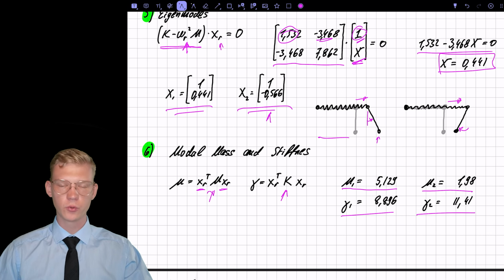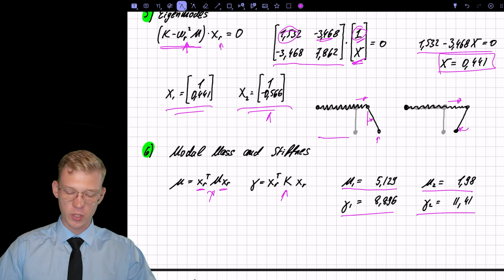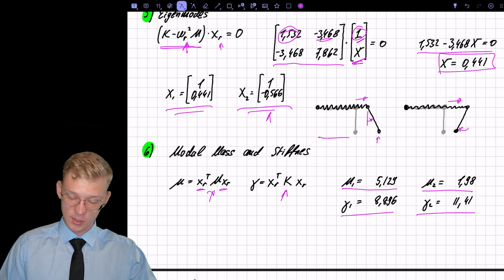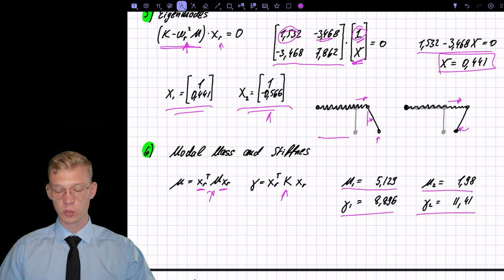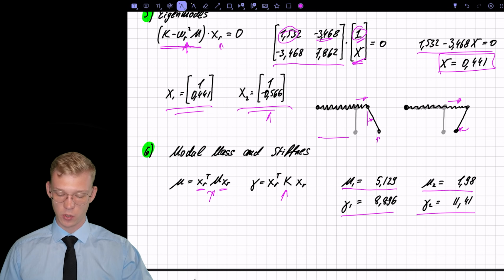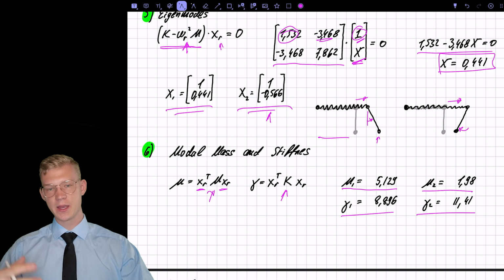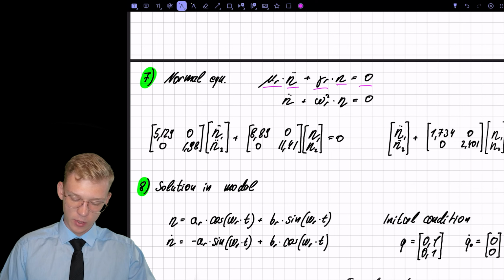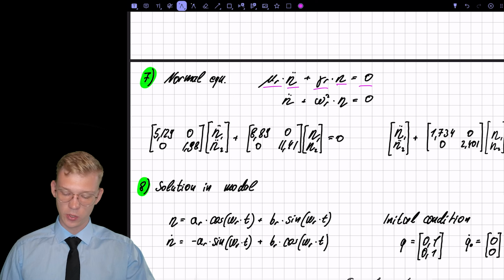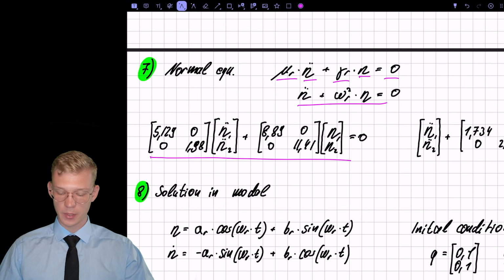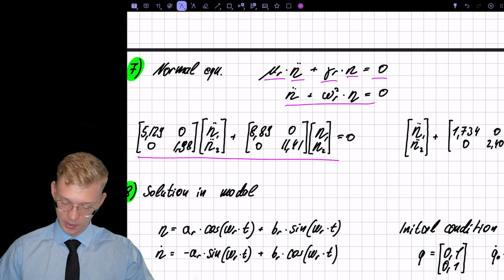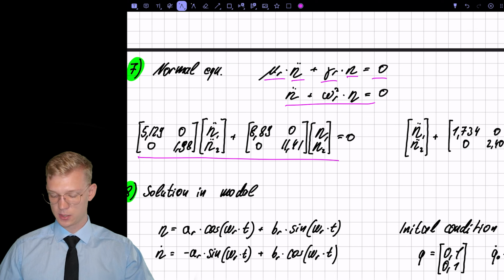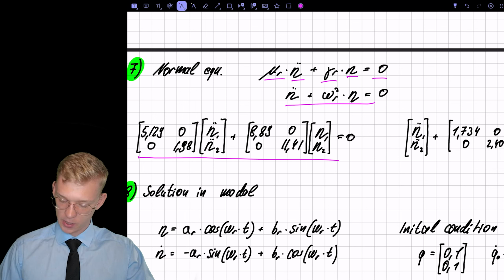The next thing we have to do is find the normal equations. And we know the form of the normal equations. So we have the modal mass times eta double dot plus the modal stiffness times eta is equal to 0. So now we can just insert these numbers that we found, and we will get these two equations. Of course, we can normalize them for the modal mass. So the modal mass is 1. That will look something like this. So we can just ignore it, and we will get this set of equations. So here we have the eigenfrequencies.